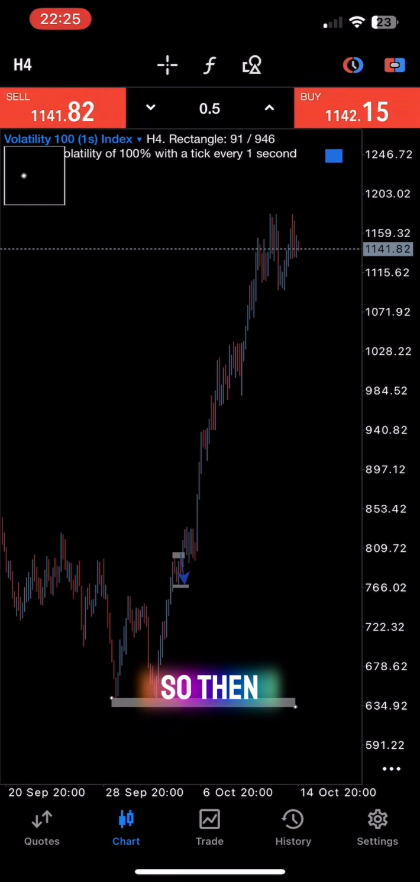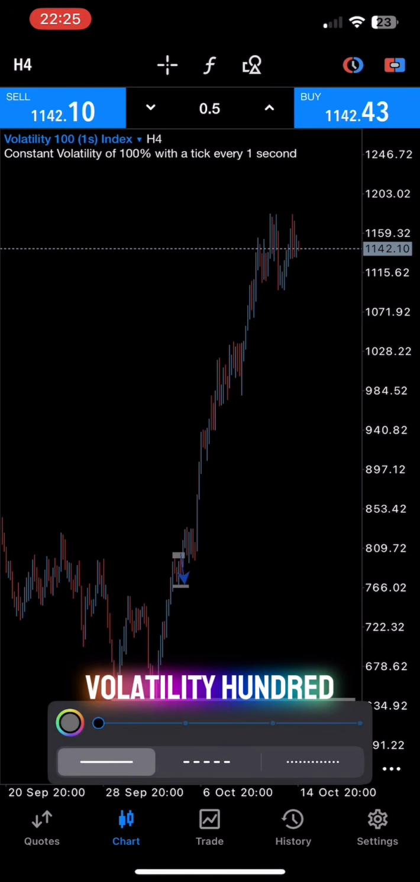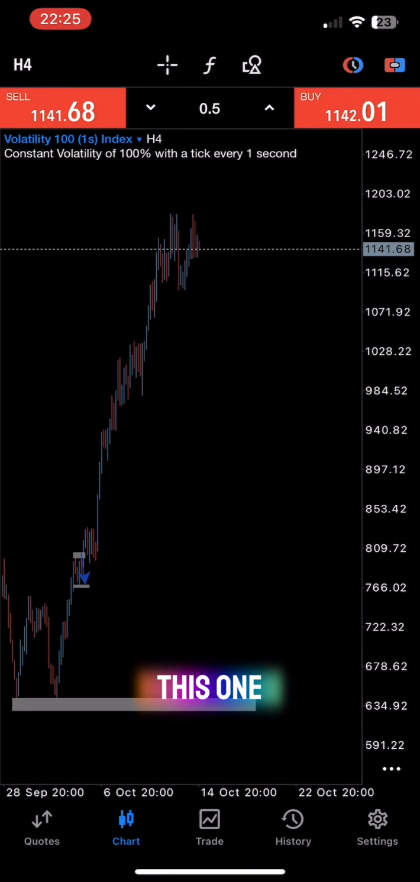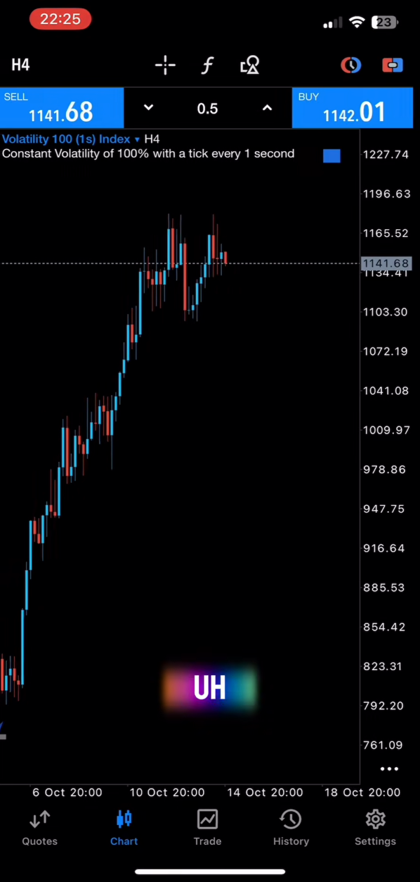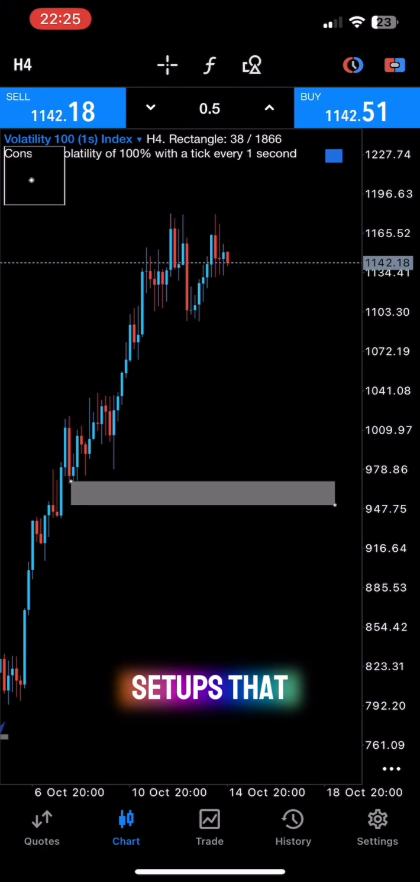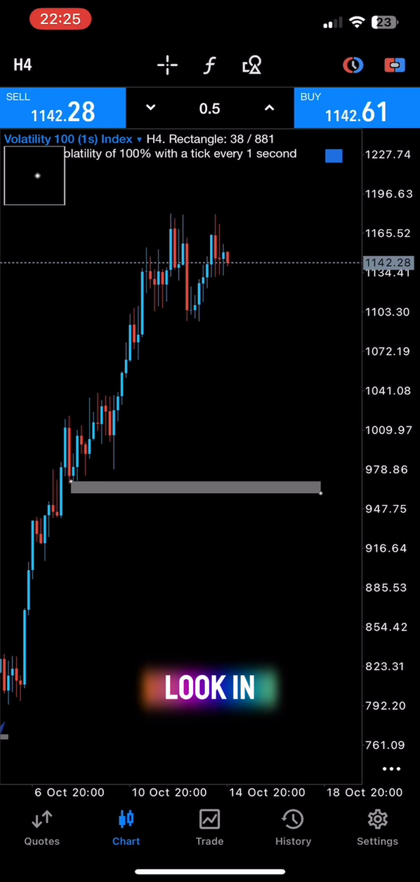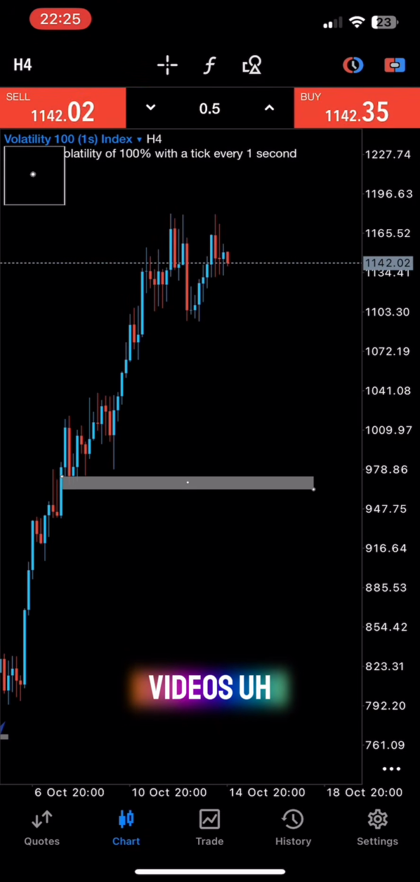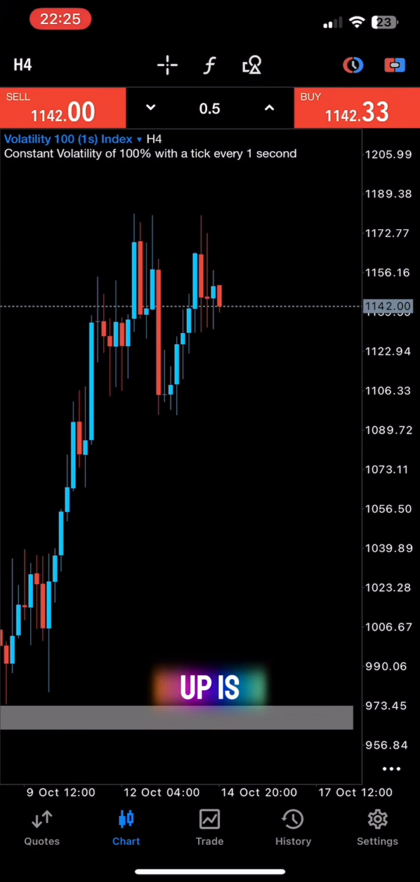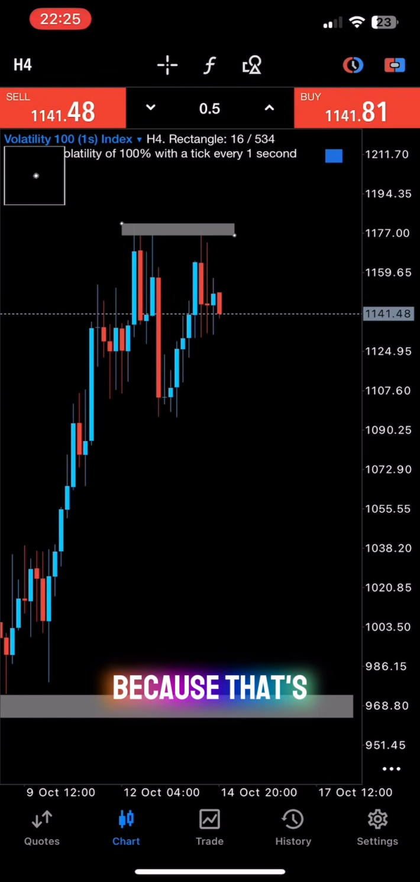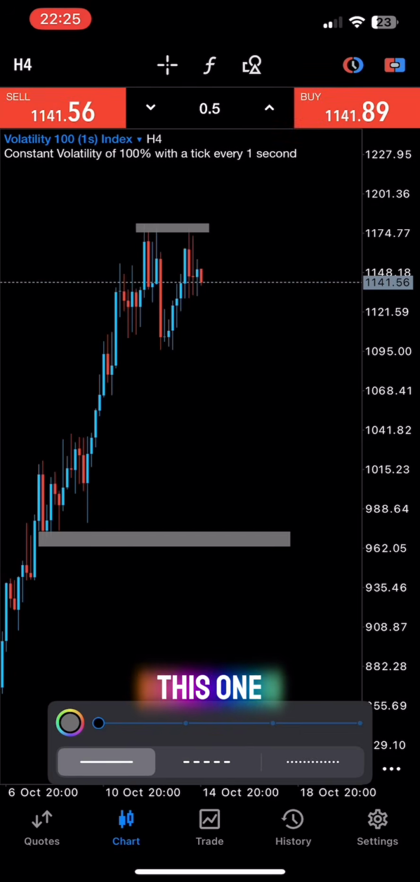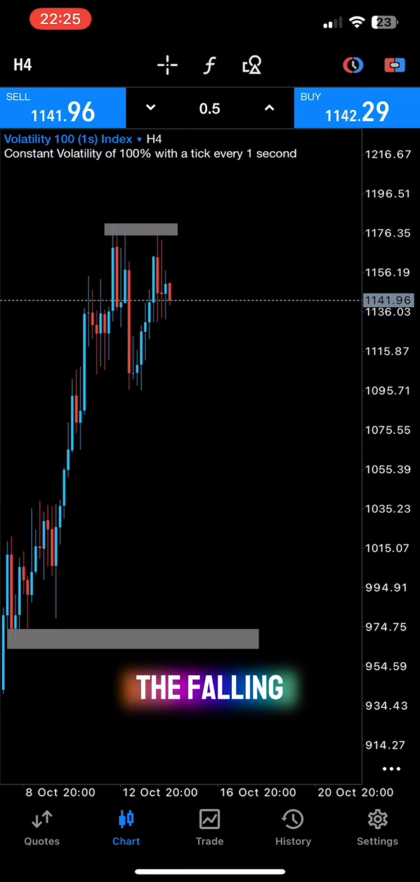Then I moved on to volatility 100. Take note of this one, because it is very important. This is one of my major setups that I usually trade. If you look at almost all of my videos, you can see that this setup is in each and every one of them, because that's my favorite, right? This one and also the rising and the falling wedges.